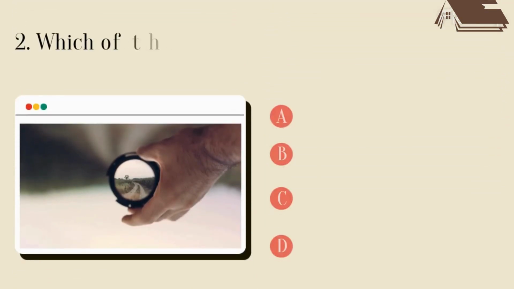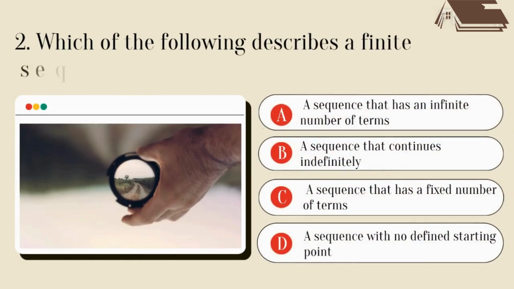Which of the following describes a finite sequence? A. A sequence that has an infinite number of terms. B. A sequence that continues indefinitely. C. A sequence that has a fixed number of terms. D. A sequence with no defined starting point.